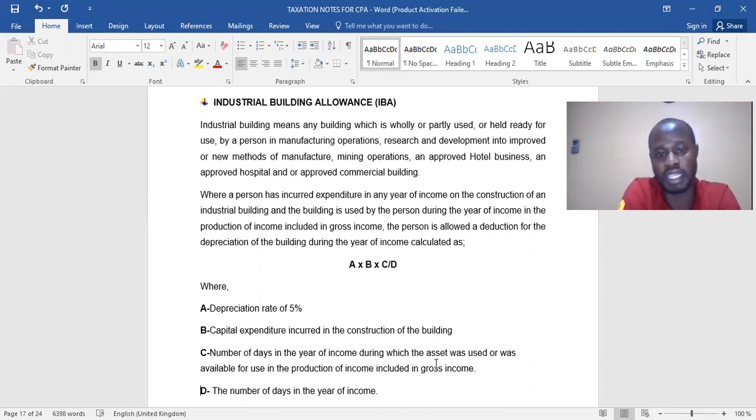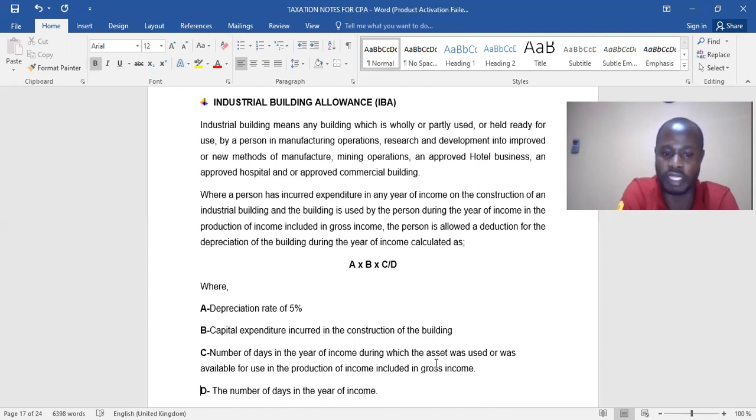So when a person has incurred expenditure in any year of income on the construction of an industrial building, and the building is used by the person during the year of income in the production of income included in gross income, the person is allowed a deduction for the depreciation of the building, which is known as the industrial building allowance, calculated as A times B times C over D. Of course, A is 5%, then B is the cost base of the construction of the building, or the total expenditure incurred in constructing the building.